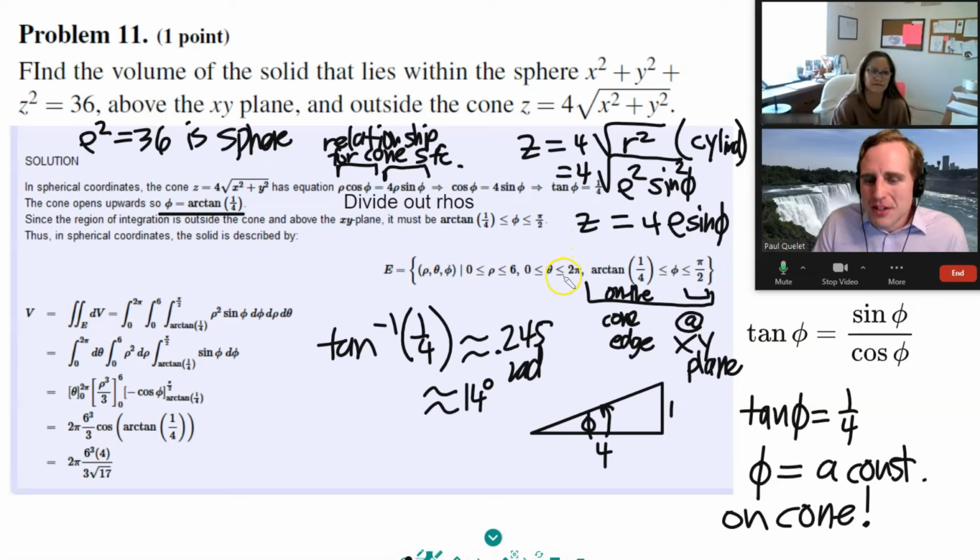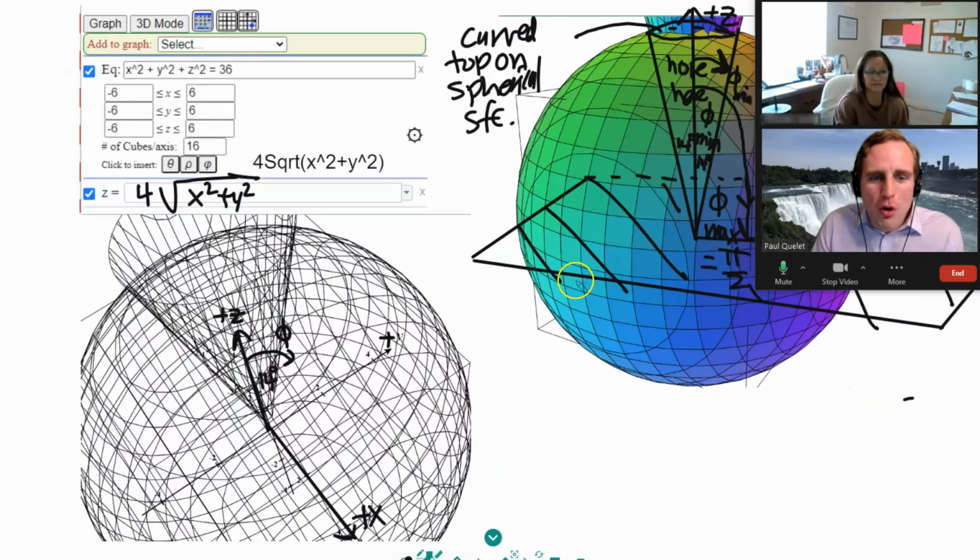Theta bounds are relatively easy. We're just going to go around, again, an azimuthal circle, right? So we're just going to integrate around here. So this is just 0 to 2 pi. Yeah, that's pretty easy.